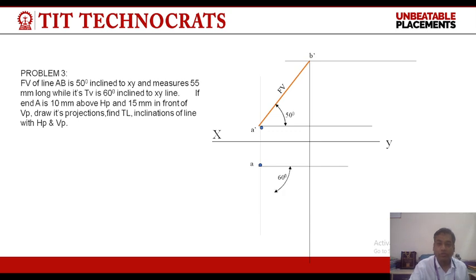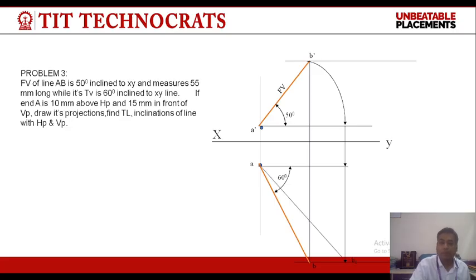These are the final projections, alpha and beta. By rotating front view, we can get the true length of the line in top view like this. Similarly, by rotating the top view, we can get the true length of the line in front view. And the angle of inclination of true length in front view is theta, and the angle of inclination of true length in top view is phi. Okay.